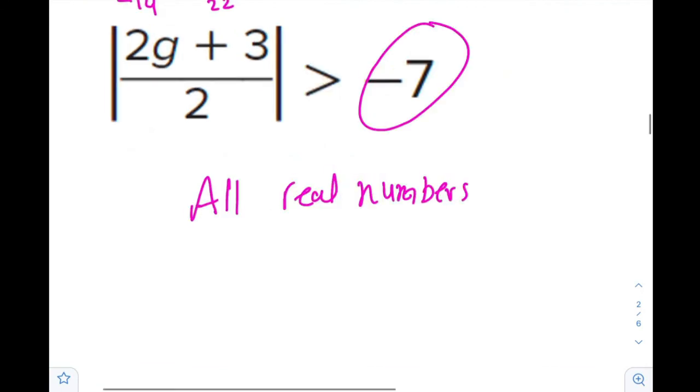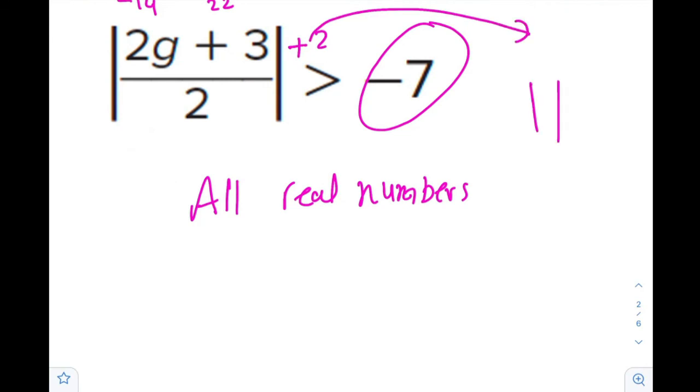Remember, if there is an additional part, and if you add something first, you need to take it away, isolate the absolute value, then decide. Don't decide before that.